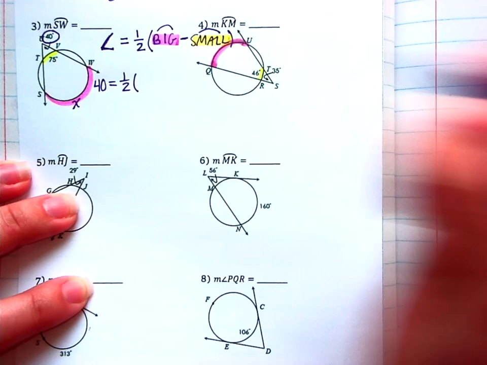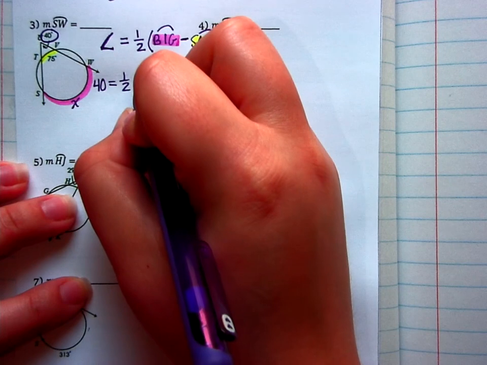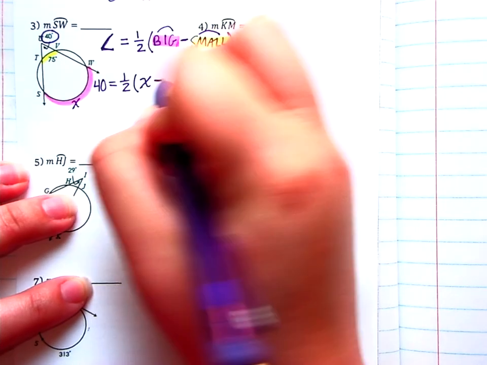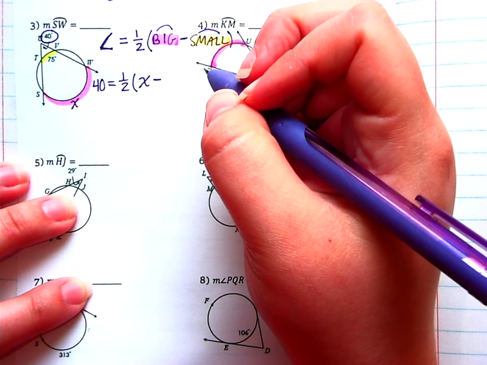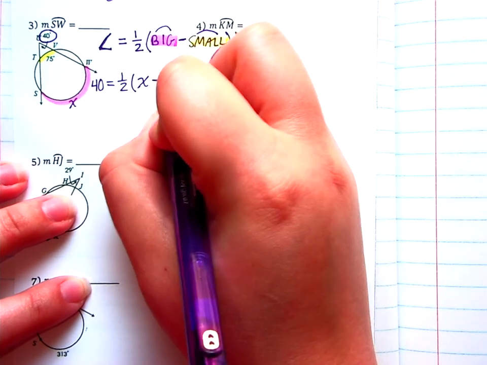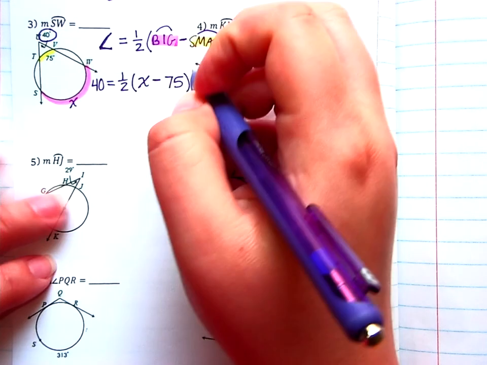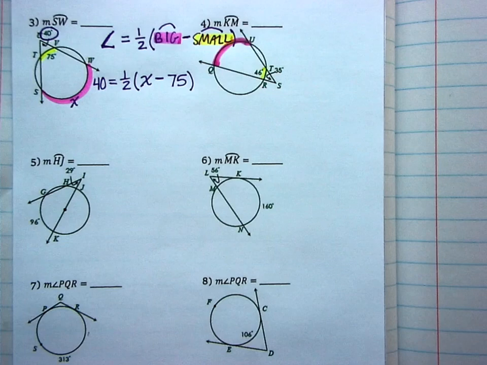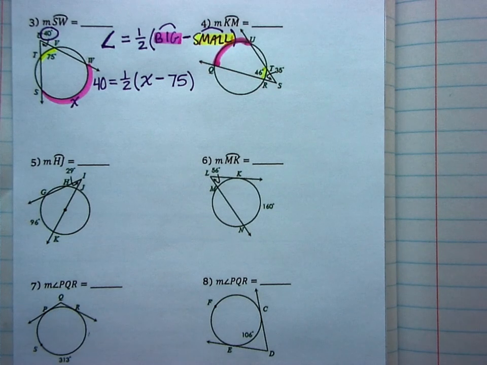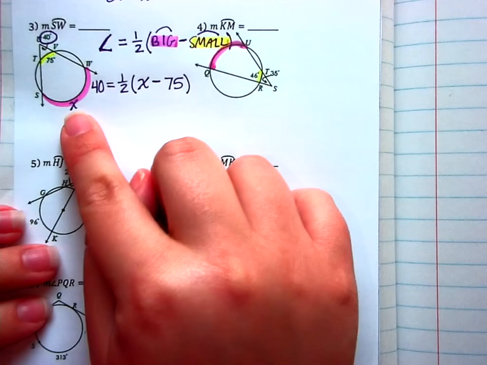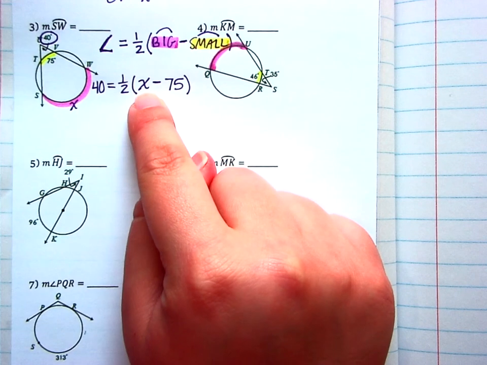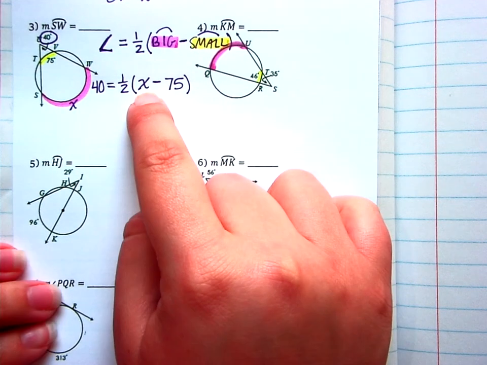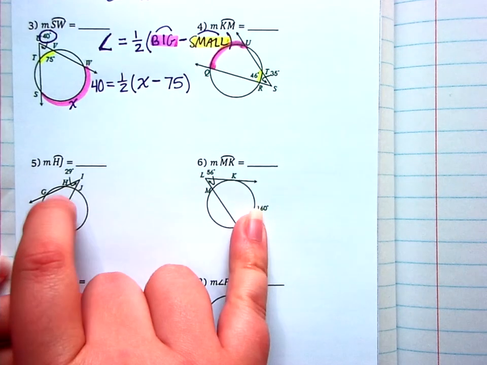We don't have anything on the big arc. So I'm going to use x for it, minus small arc, 75. So very important that you follow the format of the formula. The big arc in this case is x, so x is going first. That's going to change when we get to numbers 5 and 6.